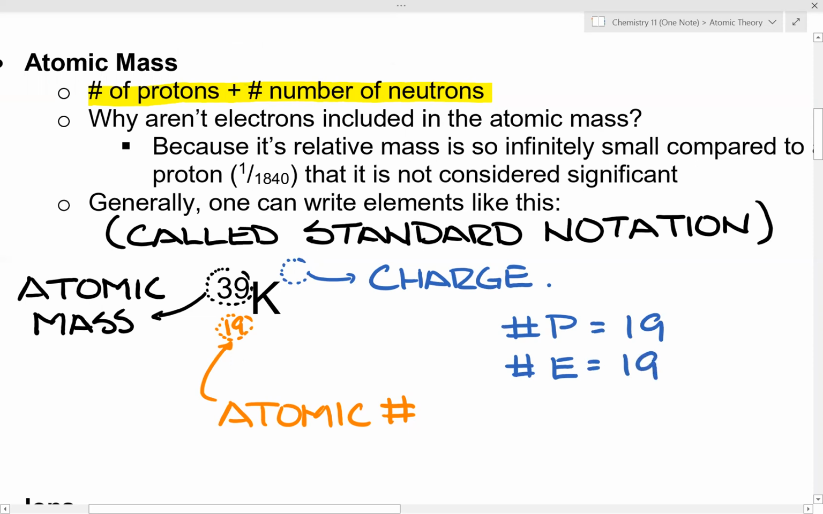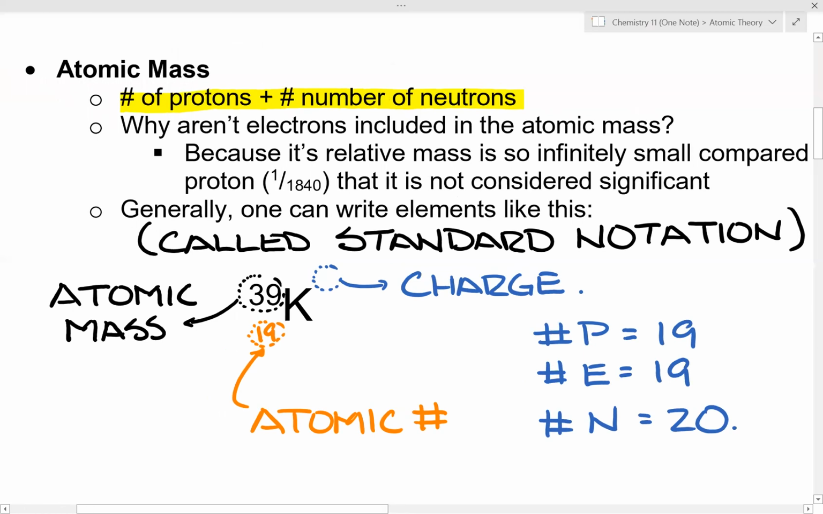How do I know that? It's because notice there's no charge. And the number of neutrons in this case would be equal to 20. How did we get that? We took the atomic mass, subtracted the atomic number, and that leaves us with 20 neutrons.